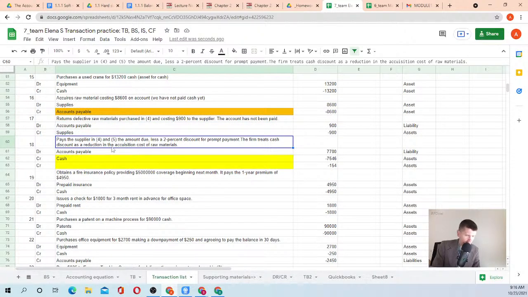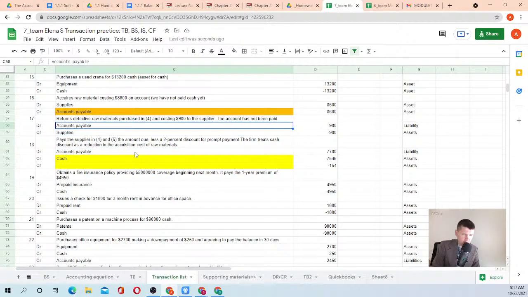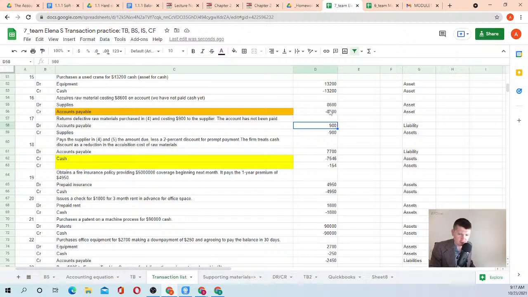Next one, we paid the supplier in 4 and 5 the amount due, less a 2% discount for prompt payment. The firm treats cash discount as a reduction in the acquisition cost of raw materials. Okay, that's an interesting one. Very complicated. So we see that we owed these guys $7,700. So what do we have here?